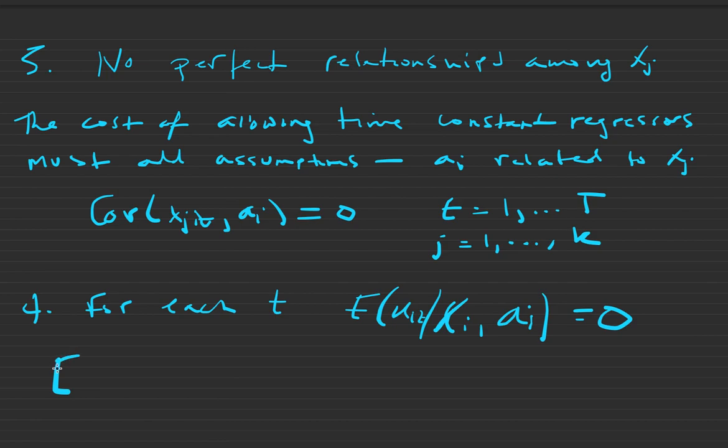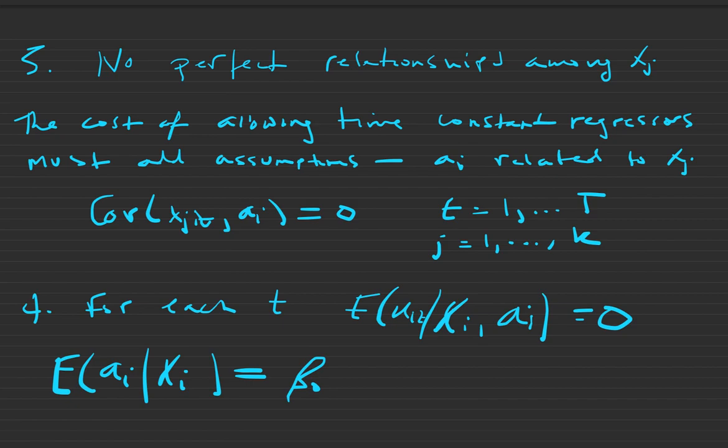that the expected value of a_i given x_i is a constant. It's constant, beta naught. So the expected value of a_i given all explanatory variables is constant. So assumptions 3 and 4 are modified from the fixed effects assumptions.